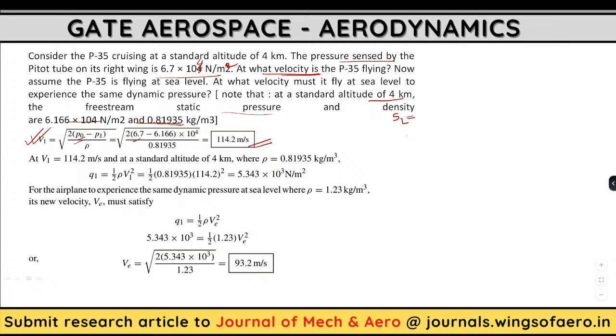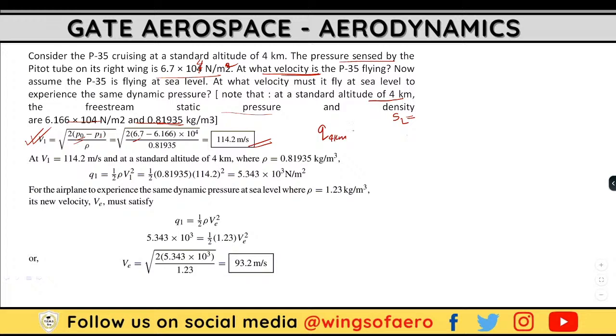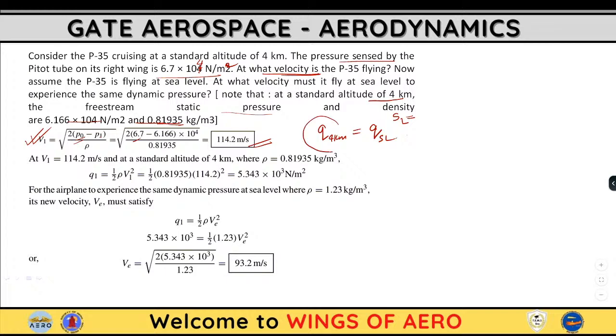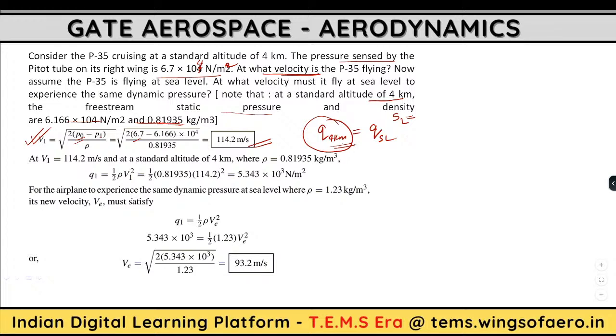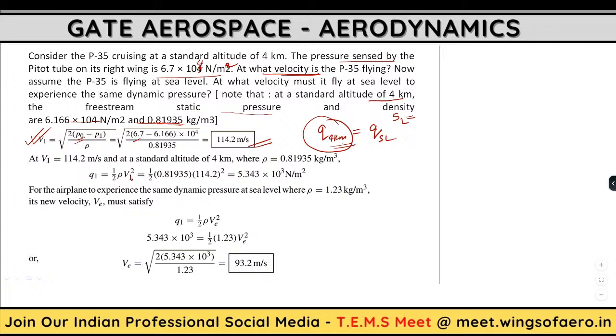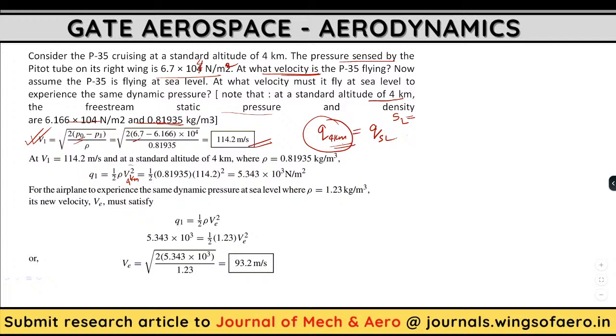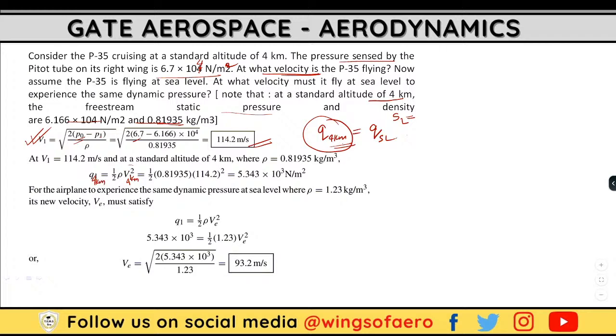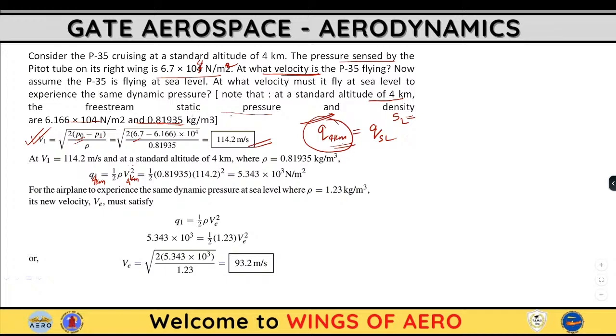Telling the dynamic pressure at the 4 kilometer will be same as a sea level. So for that we need to find out the dynamic pressure for the 4 kilometer. We can find it using half rho v square. The velocity for the 4 kilometer and the density for the 4 kilometer you are going to substitute to find out the dynamic pressure at the 4 kilometer.